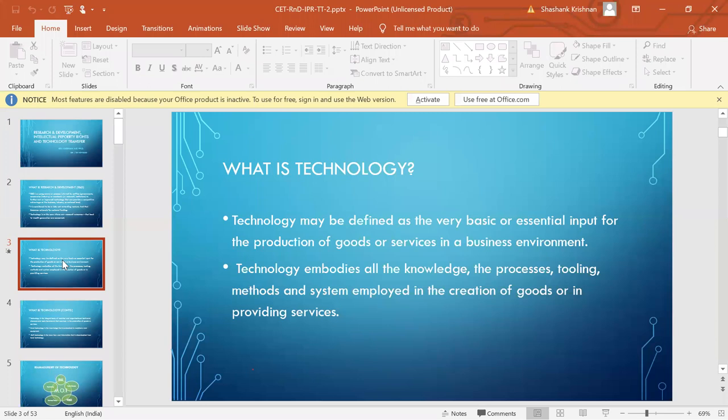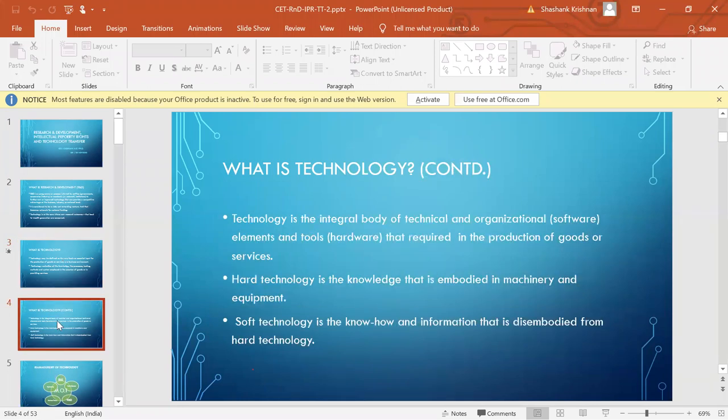And technology is the very core of this research and center. It involves the basic inputs that are required in the manufacture or production of goods and services in a business environment. So all this encompasses the technology. In fact, in some countries like the European Union countries, they don't call it research and development. They call it research and technology development. So technology is at the core of the whole thing. It could be a hard technology, which means there could be a machinery, an artifact or equipment that comes out of it. Or it could be a soft technology, which means know-how, information, algorithms, etc.